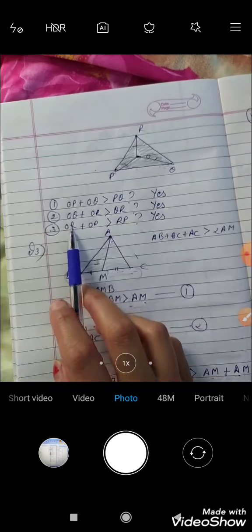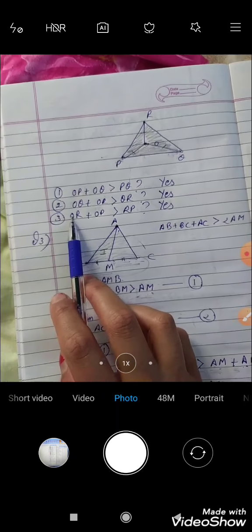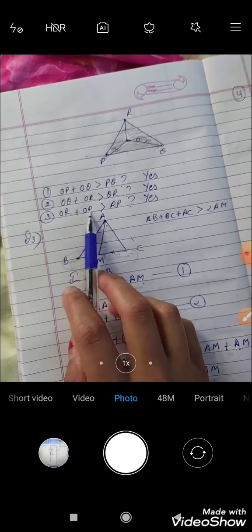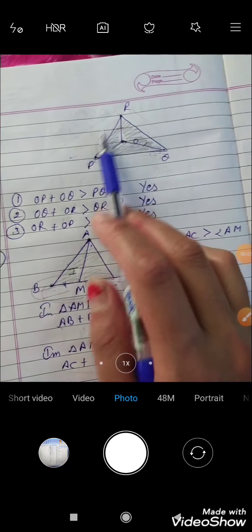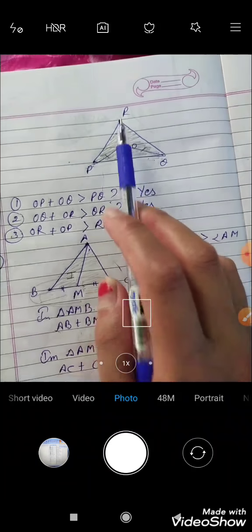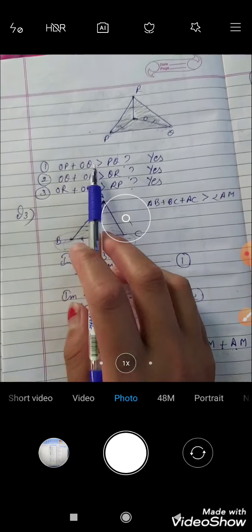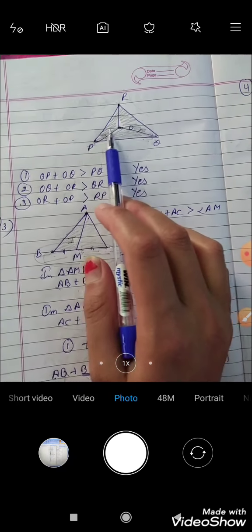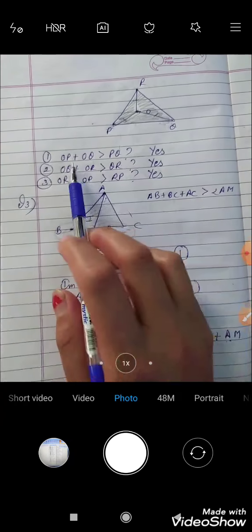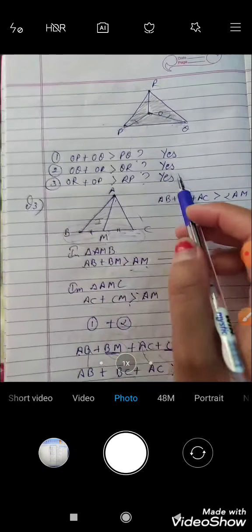Now move to our third part. In the third part, OR plus OP is greater than RP. Here we have OR, OP and RP. These sides are the sides of triangle POR. So here we can conclude that the sum of two sides is greater than the third side. So its answer is also yes.